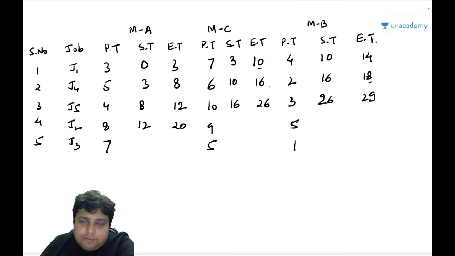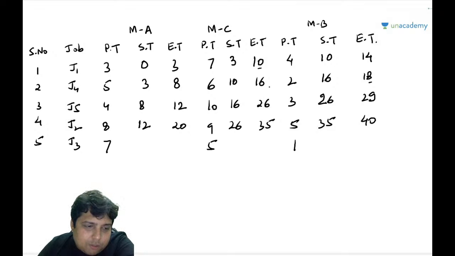Machine A has completed the job. The job is ready to enter, but machine C is busy. So it will enter at 26 plus 9, 35. Similarly, the machine is free, but the job has not yet come. So 35 plus 5, that is 40.